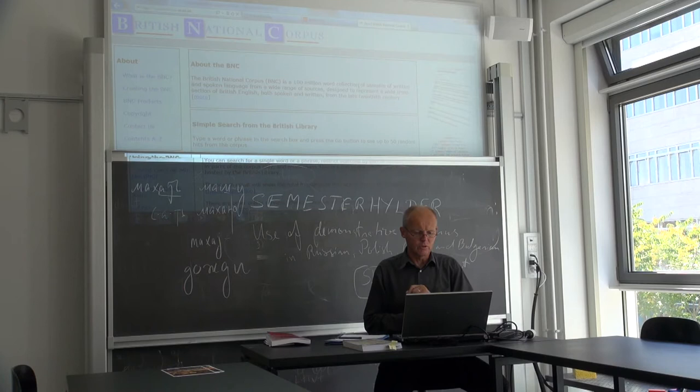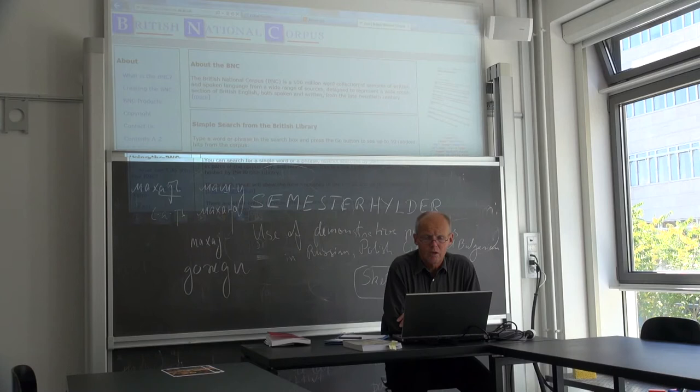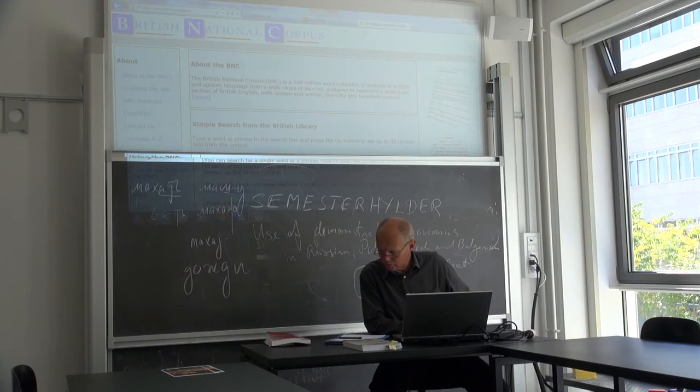This is the British National Corpus, and they do have at least one, and maybe a couple of correspondences in America, with American English texts. But these are samples of written and spoken language from a wide range of sources, designed to represent a wide cross-section of British English, both spoken and written. And we're not going to do any searches here, but we can do that on some of the others.